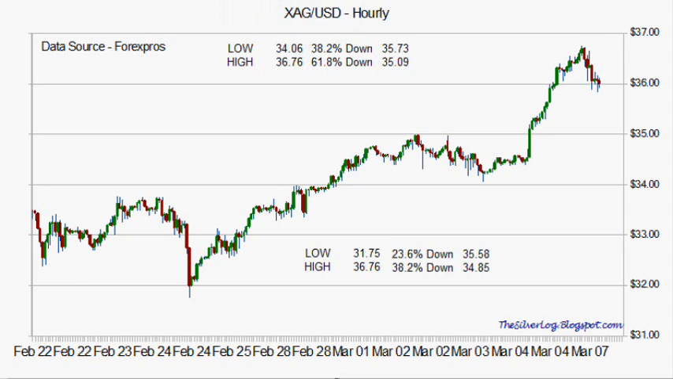As far as some key Fibonacci levels are concerned, if we take the lows of 34.06, which is right in here, and the highs of 36.76, we have a 38.2% Fibonacci level at 35.73, and again roughly around 35.09. As far as these lows are concerned, at 31 3/4, that gives us a 23.6% Fibonacci at roughly 35.5.